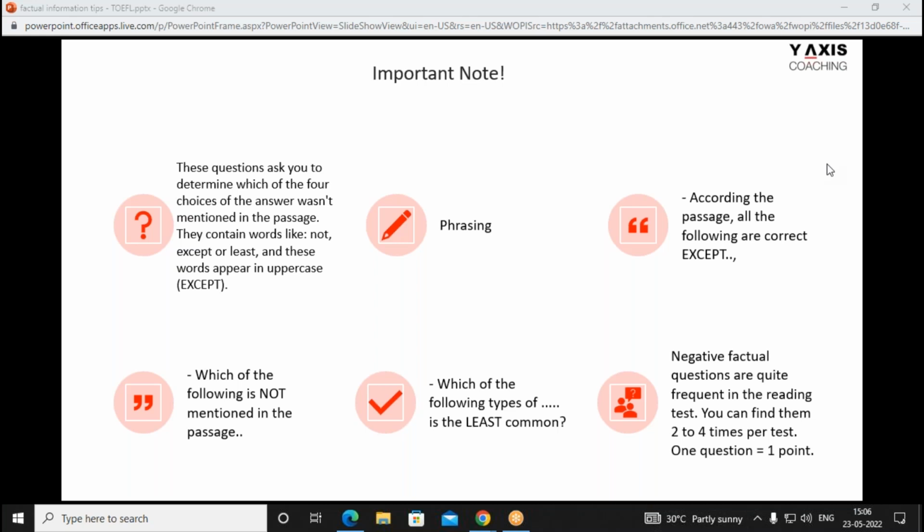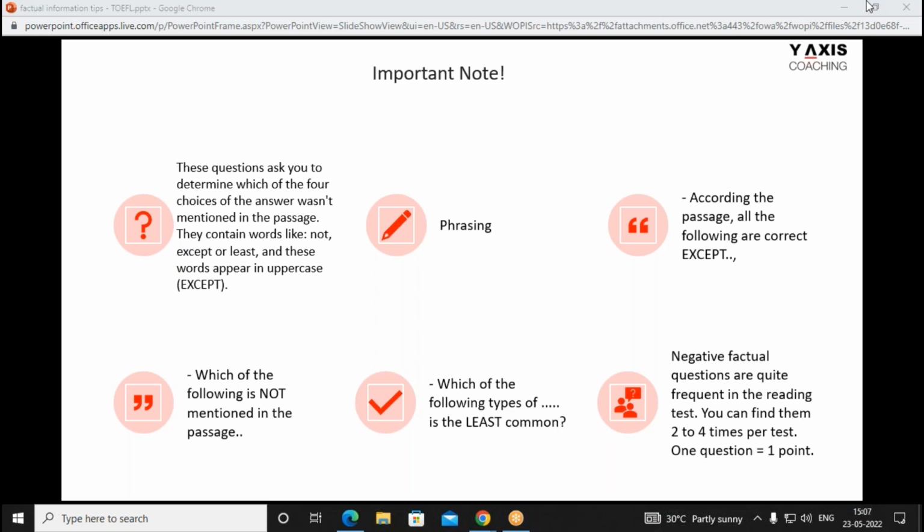And there are different phrasings in which this particular question type is asked. We can see questions with phrases like, according to the passage, all of the following are correct except, and this except will be given in uppercase. Or we can see a phrase like, which of the following is not mentioned in the passage? Not here is again in uppercase. Or which of the following types of information is the least common in the paragraph? Again, here the least common is given in uppercase.